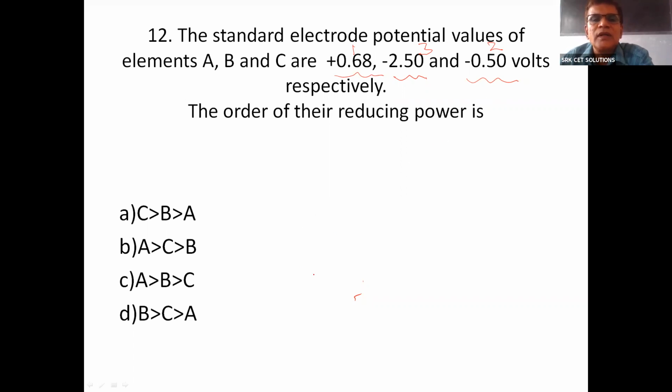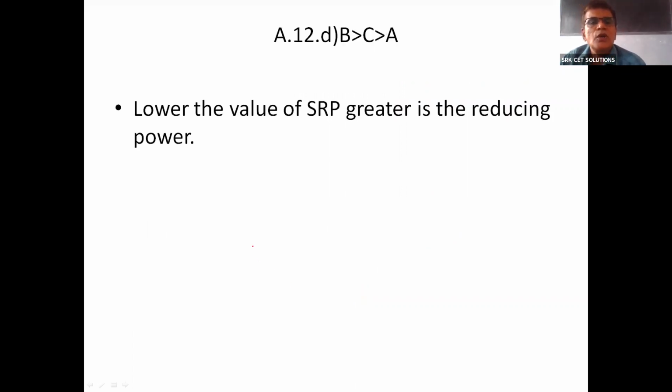The order of their reducing power, means tendency to reduce decreases, but their reducing power is more. That means it has more tendency for oxidation, that acts as a good reducing agent. So let us see how that is calculated. Yes, lower SRP value means greater is the reducing power. So when you arrange the values, you come in this order, that is B greater than C greater than A.